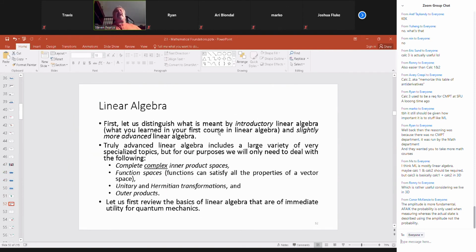Let's talk about the linear algebra now. The first thing I need to at least describe is what I mean by advanced linear algebra. You all had introductory linear algebra, which has all the common stuff that we'll talk about shortly. But truly advanced linear algebra has something like a complete complex inner product space, in other words, a Hilbert space. Function spaces, that's a Hilbert space. Unitary and Hermitian transformations. Outer products, you've never talked about outer products in your standard course in linear algebra. So those are the things that we've already alluded to.